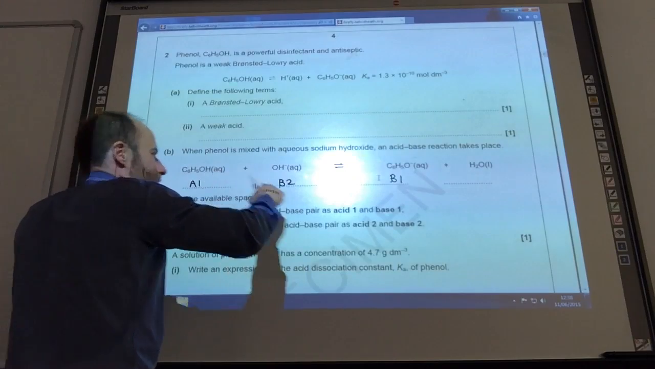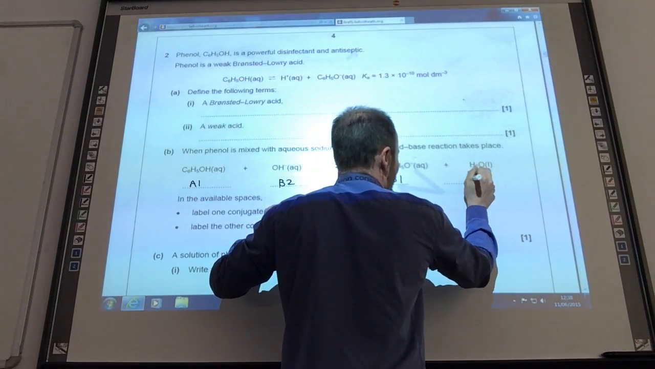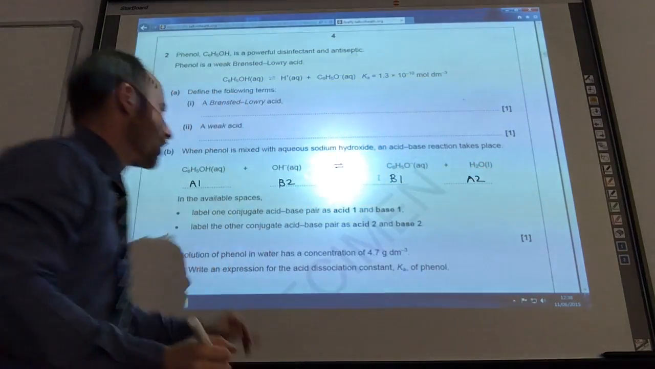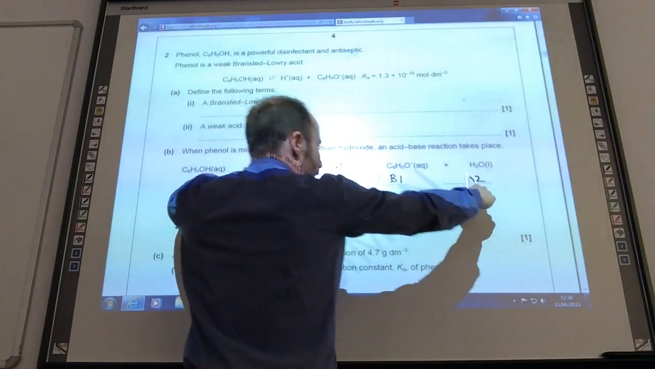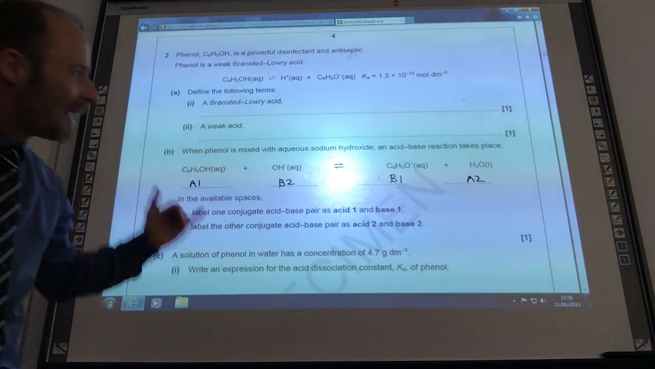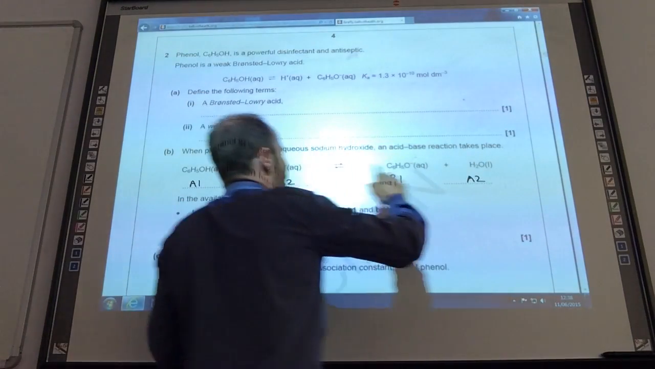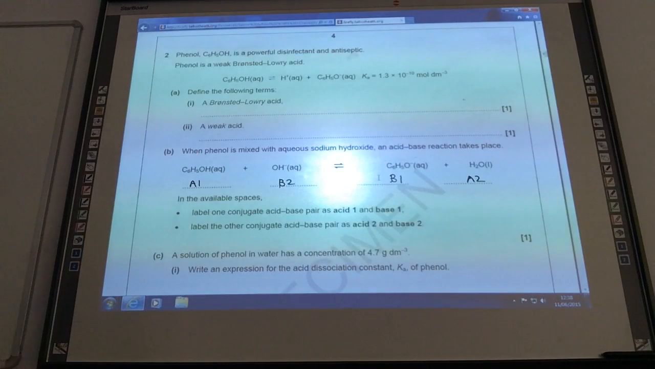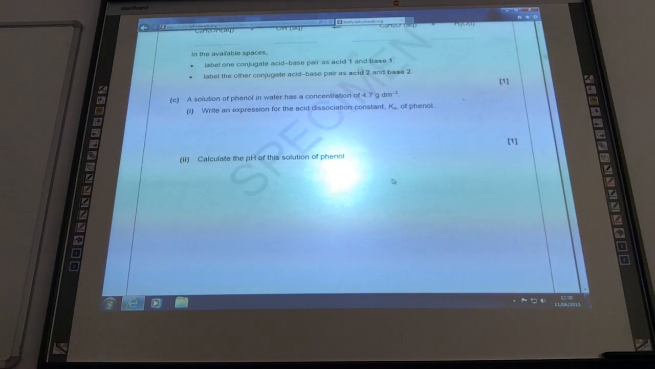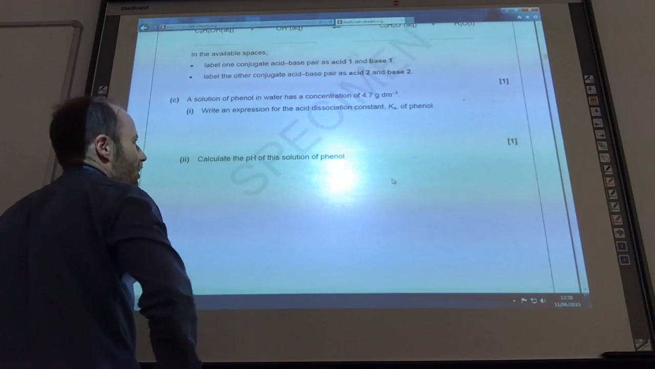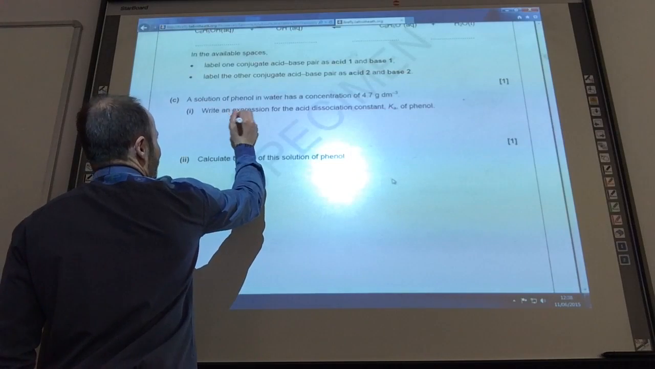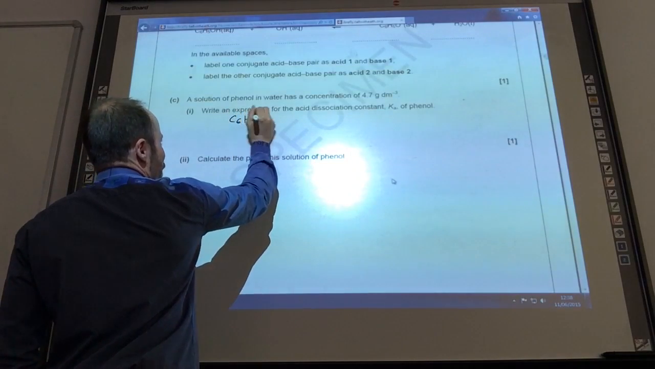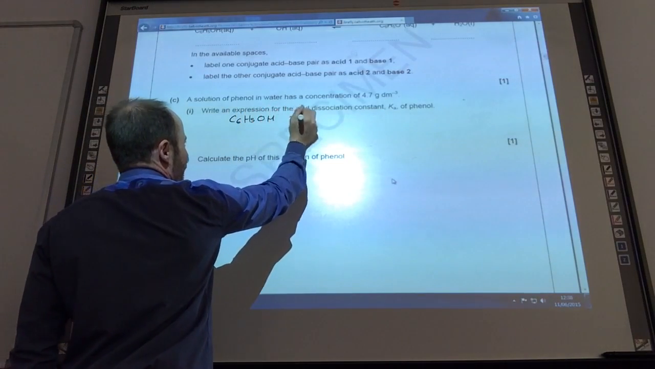It's accepting that proton to make water, so it is acid 2. These two differ by H+. The one with the extra H+ is the acid, the one missing the H+ is the base. So, solution of phenol in water has that concentration. Write an expression for the acid dissociation constant, Ka. So first of all, let's just write the equation to make sure we get this right.